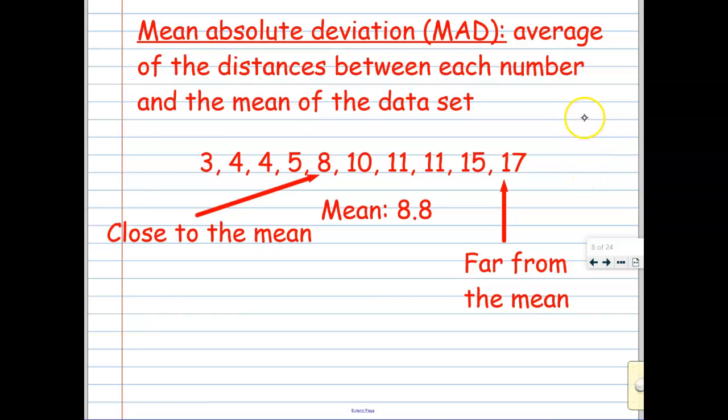All right, so the MAD is the average of the distances between each number and the mean of the data set. And so it basically tells us whether the numbers are close to the mean, or far from the mean.